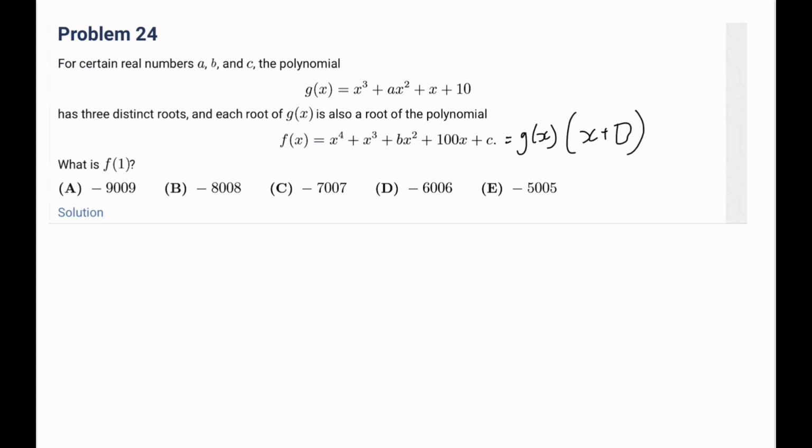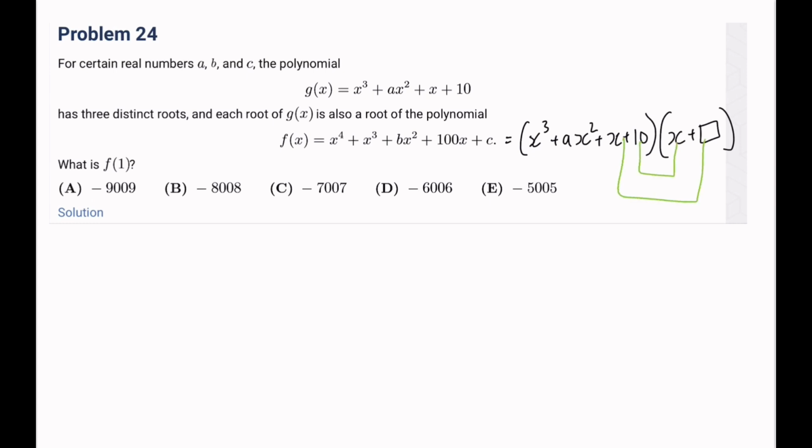And so let's try to get what that something is. So this is g(x), x cubed plus ax squared plus x plus 10, times x plus something, right? But then one thing that we know is this, right? So the coefficient of x is 100, and that can't be touched by the unknown value a because it's just the coefficient of 1x. And so that will give us that 10x plus something x equals 100x, and so this unknown value will be 90, right? And then we have c.